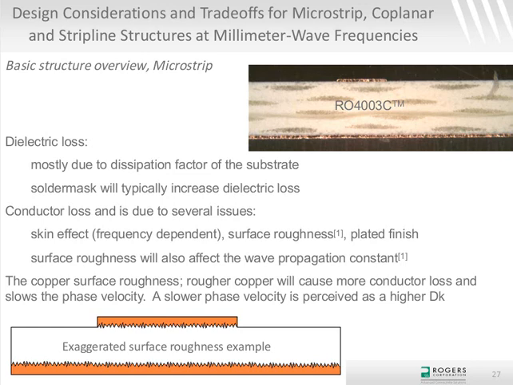We have a paper on this topic, and at the end of the presentation I give some references. We show that a rougher copper, compared to a smoother copper, does cause more conductor losses. Also, the rougher copper will slow the phase velocity. Even though the substrate could be exactly the same, when you compare a rough copper and a smooth copper, the circuit with the rough copper is going to have a reported higher dielectric constant value because the wave slowed down, and a slower wave means a higher dielectric constant. So a rougher copper can affect the phase response and can affect the conductor loss.